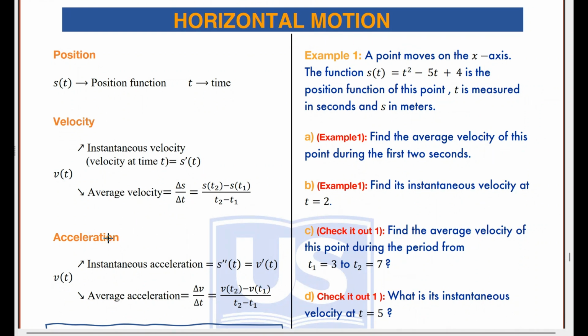So the same goes for the acceleration. We will be talking about two types of acceleration: instantaneous acceleration, where it is the derivative of the velocity, in other words, second derivative of position function. And average acceleration, it is change in velocity over change in time, v(t2) minus v(t1) over t2 minus t1. So there's a typing mistake here. It's supposed to be a.